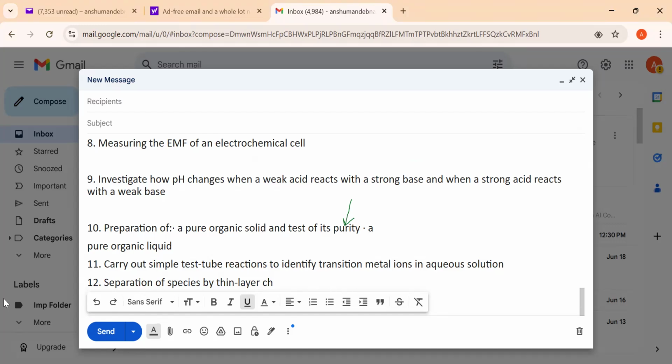Carry out a simple test for the identification of the transition metals in the aqueous solution. Yes, this is very important. Separation of the species by thin layer chromatography. This bit is very important. Thin layer chromatography or gas chromatography. These are very important, right?